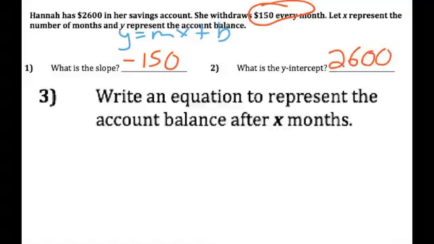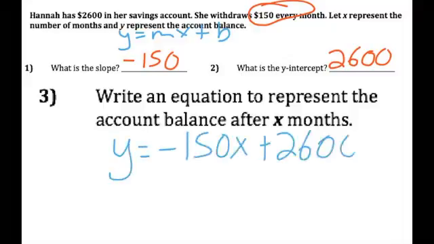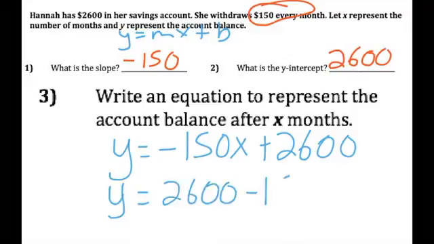Number 3 asks us now to write the equation. So our equation is going to be y equals negative 150x plus 2,600. Or we could write y equals 2,600 minus 150x.